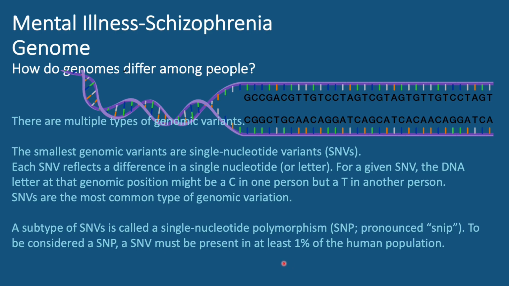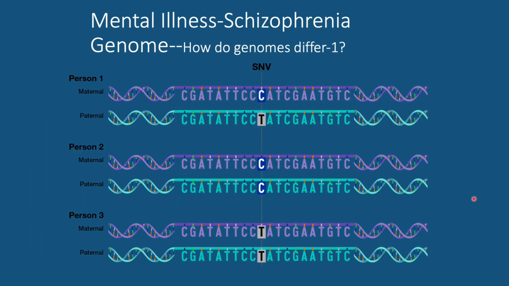A subtype of SNV is called SNP, single nucleotide polymorphism. These types of SNVs must be present in at least 1% of the population. Let's look together at this cartoon, just to understand genomic variants. In this case, you see person 1, person 2, and person 3.